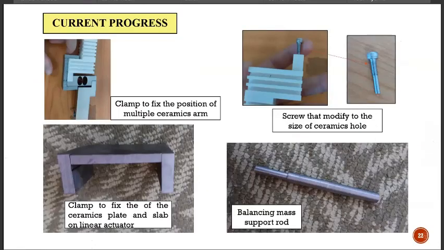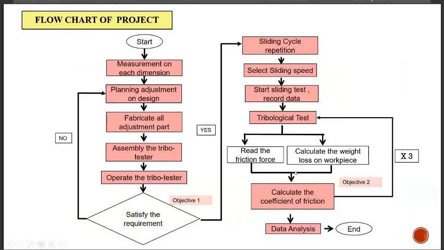So this is the product of my current process, and this is the clamp I just mentioned, and this also, and the screw modified to the size of the ceramic hole, and this will be the balancing mass support rods. And I'm going to talk about the flowchart of my project.